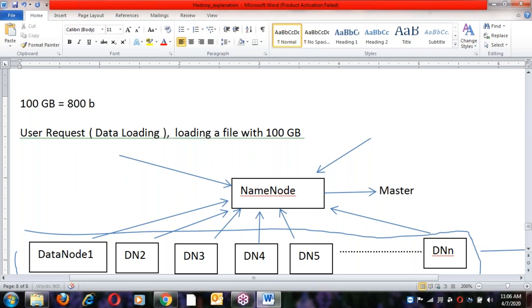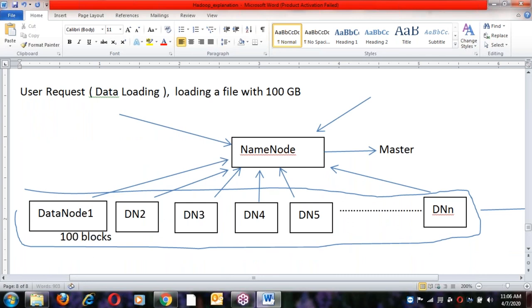Suppose node 1 has 100 blocks of free space available. Suppose node 2 has no free space, so we skip that node. Suppose node 3 has 150 blocks available. Next, node 4 has 100 blocks available. Node 5 maybe has 256 blocks available. It depends on space availability.